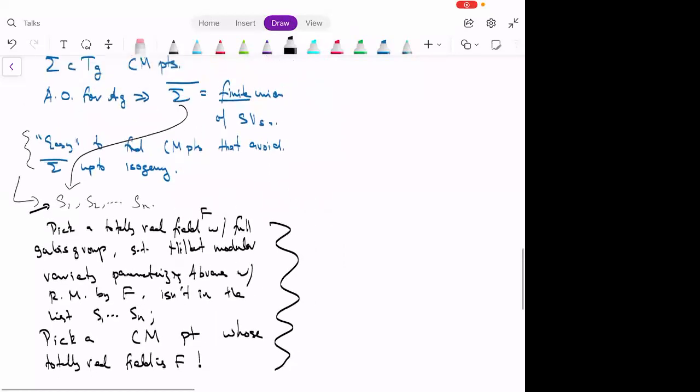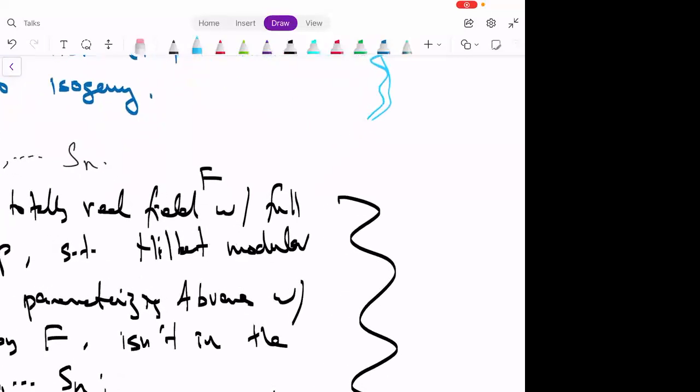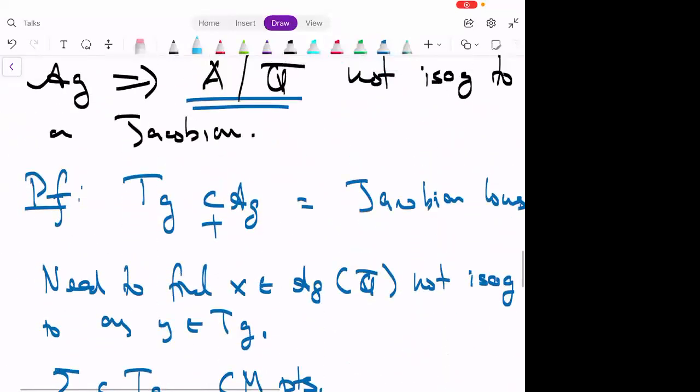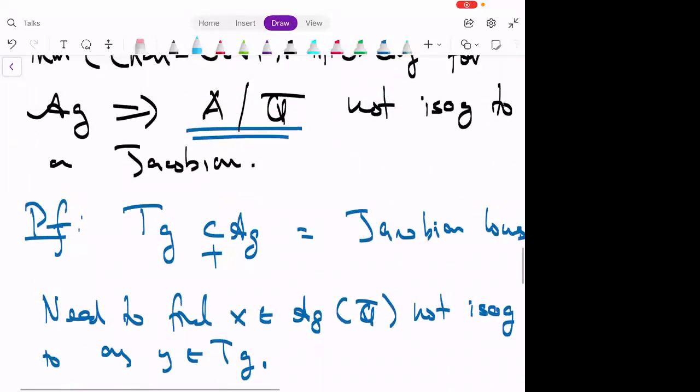And crucial to the proof is the fact that if you were to take the set of CM points in A_g and take the Zariski closure, that's going to be a finite union of Shimura varieties. That's extremely important to their proof. Without this fact, their proof won't go through. So this is the main idea in their proof. Once this is carried out, you can find an abelian variety not isogenous to a Jacobian over Q bar. But of course, the proof uses the André-Oort conjecture.